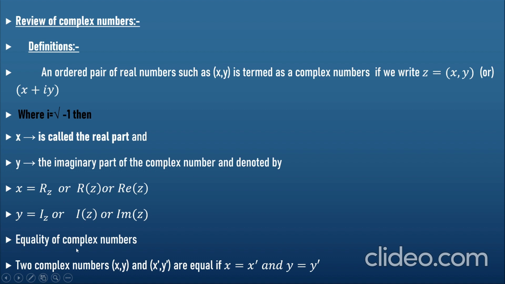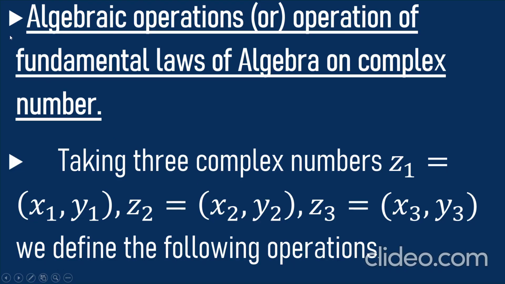Then equality of complex numbers. Two complex numbers (x, y) and (x', y') are equal if x = x' and y = y'. There are some algebraic operations, or fundamental laws of algebra, on complex numbers. Here we take three complex numbers: z1 = (x1, y1), z2 = (x2, y2) and z3 = (x3, y3).